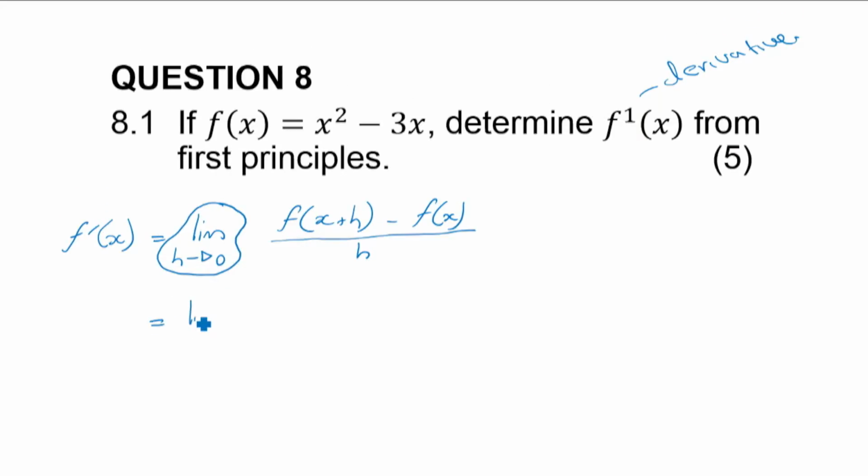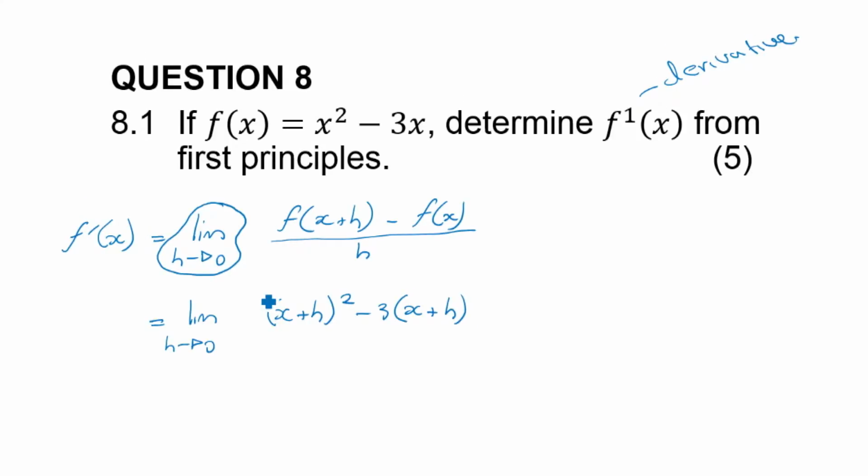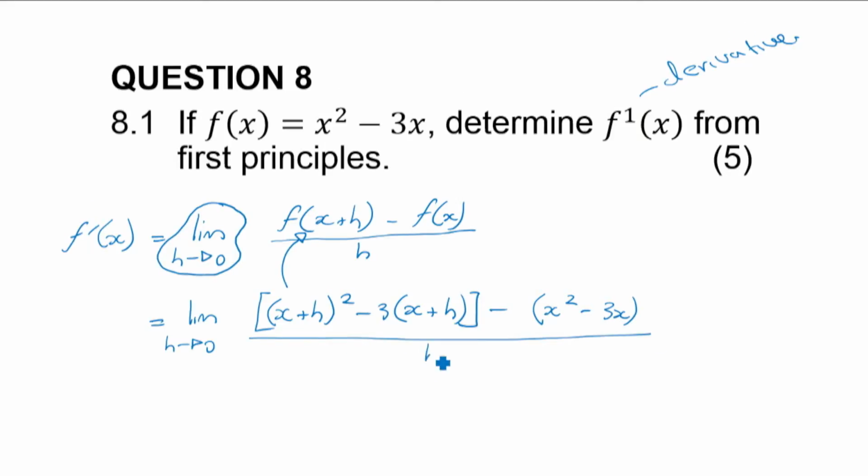So in our case over here, we're going to have the limit as h tends to 0. F of x plus h: wherever there's an x, you sub in x plus h. So over here and over there. We're going to have x plus h squared minus 3 times x plus h. Let me put it in square brackets. So this is f of x plus h. Then minus f of x, which is minus x squared minus 3x. All of this over h.